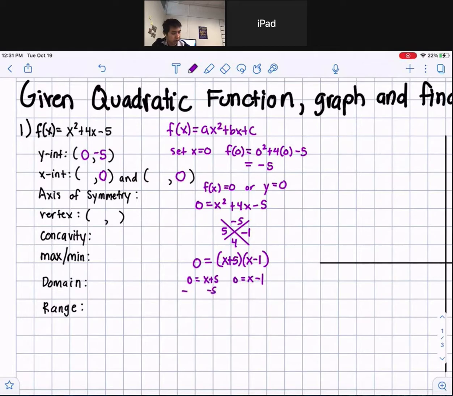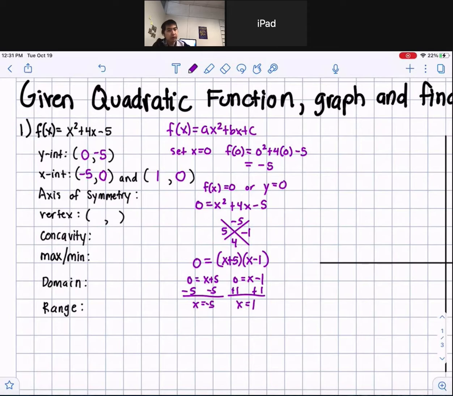Now, a shortcut is that if it's in linear factors, the opposites of these values are pretty much your x-intercepts. Opposite of +5 is -5. Opposite of -1 is +1. You know it's the opposite because if we plug those in, they'll be 0. So -5, 0 and 1, 0 are your x-intercepts, okay?